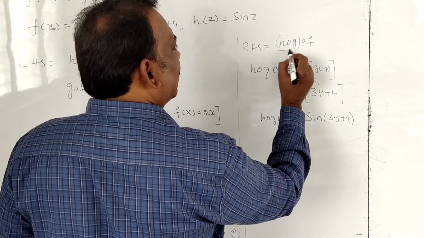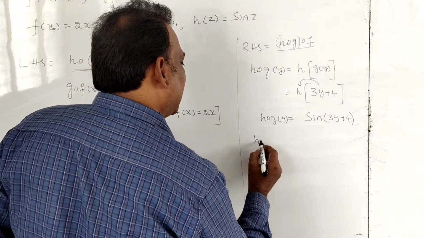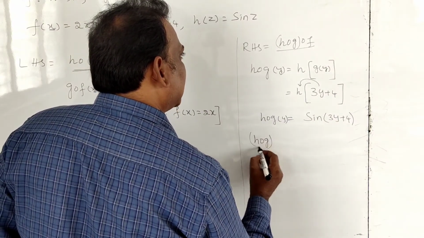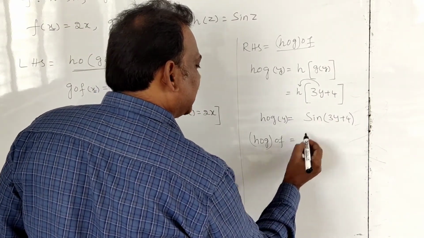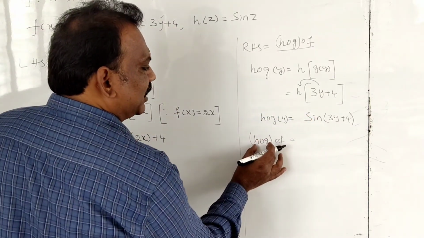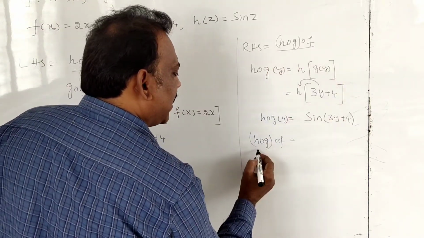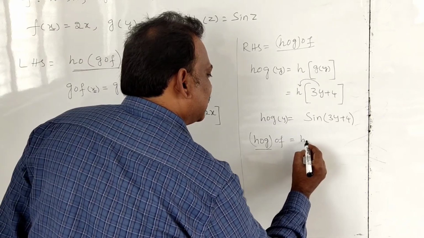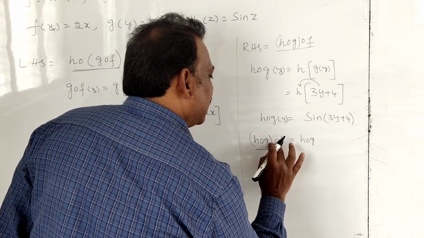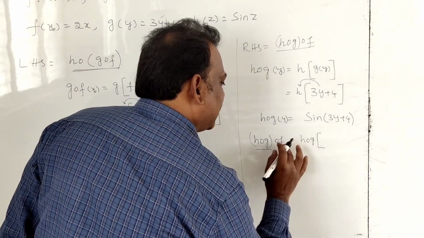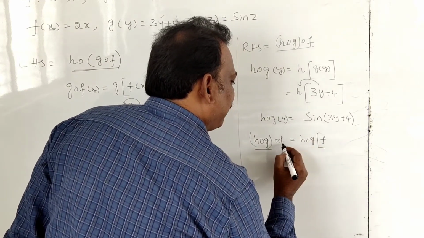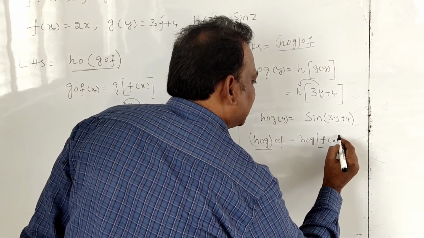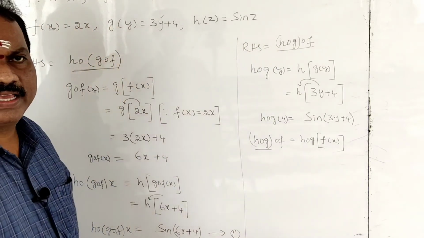But we need the complete value. That's why h circle g circle f. What is the formula? This we already expanded here, so there is no need to expand. You can write straight away h circle g, and in the bracket place f. f is in terms of x. Correct, students? So that's why I am taking x.